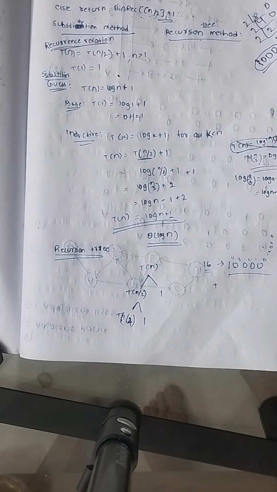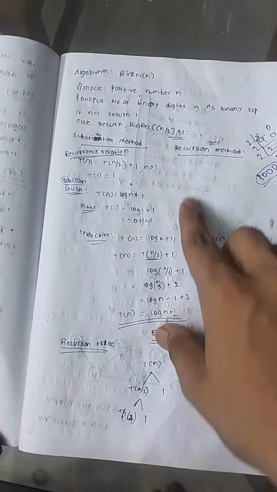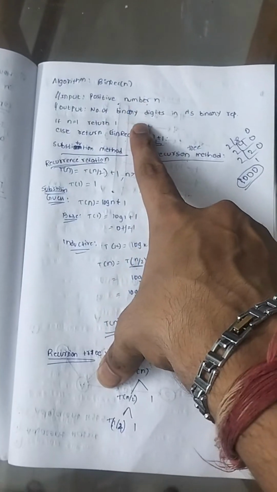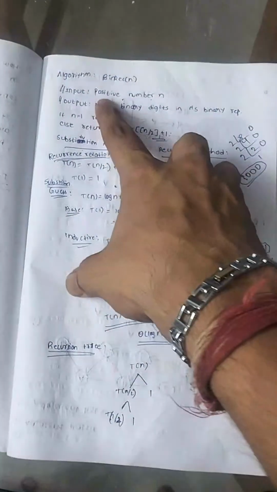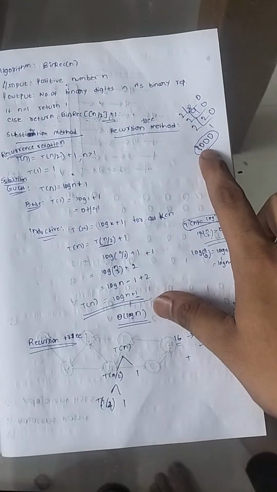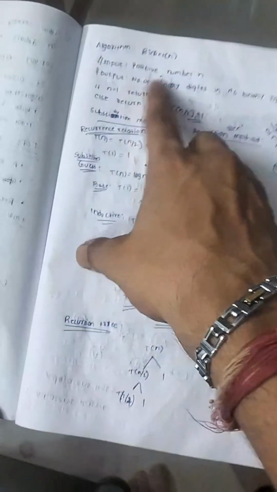See, in the algorithm, at the starting I told you, if I have taken the input number as 8, the expected output is 4. How did we get it? I have taken the positive number 8, and I can write the decimal number as the binary number 1000. So how many binary digits are there? 4. So I have taken that.